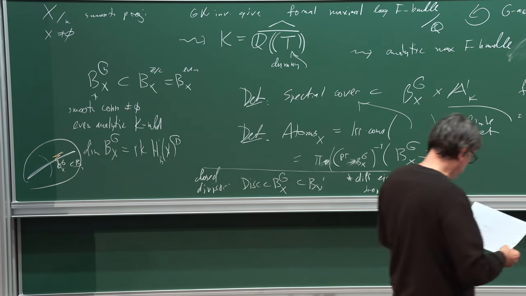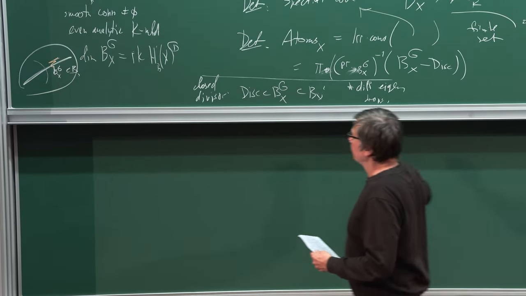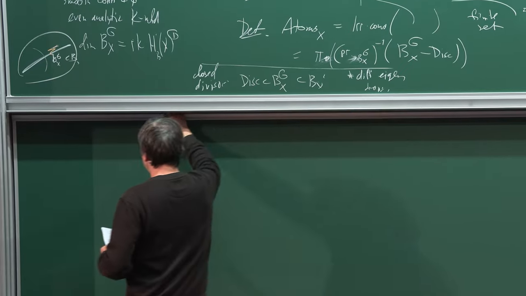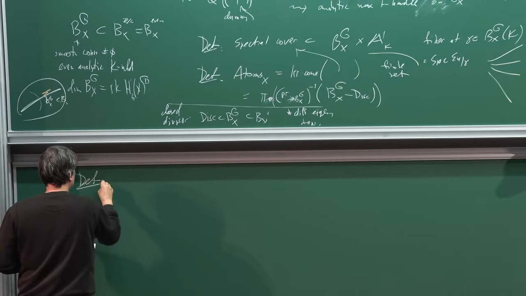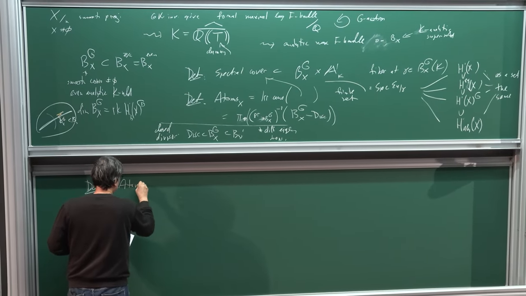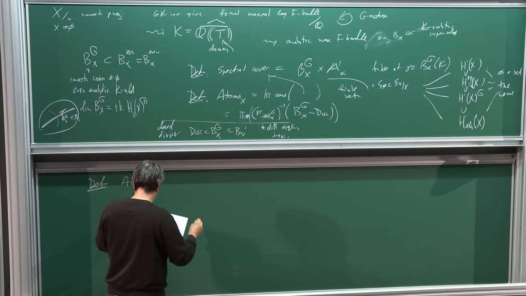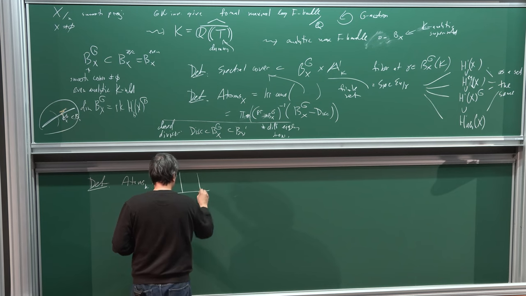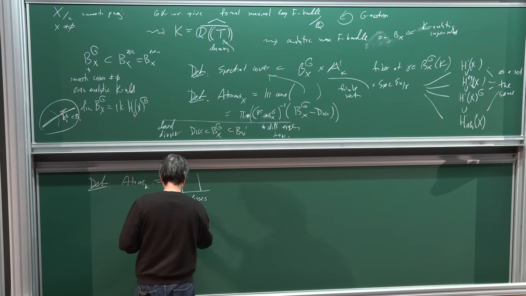Okay, so you get some finite set associated to a variety. And then the final definition, what will be atoms for your field. So what do I do? I take this disjoint union of isomorphism classes of smooth projective varieties.